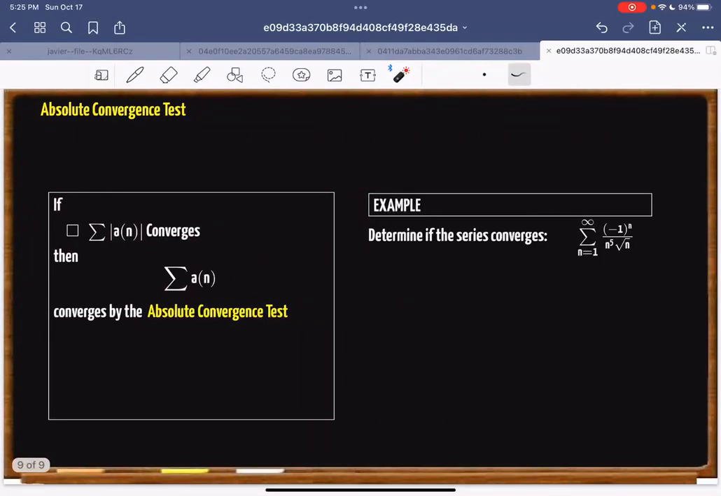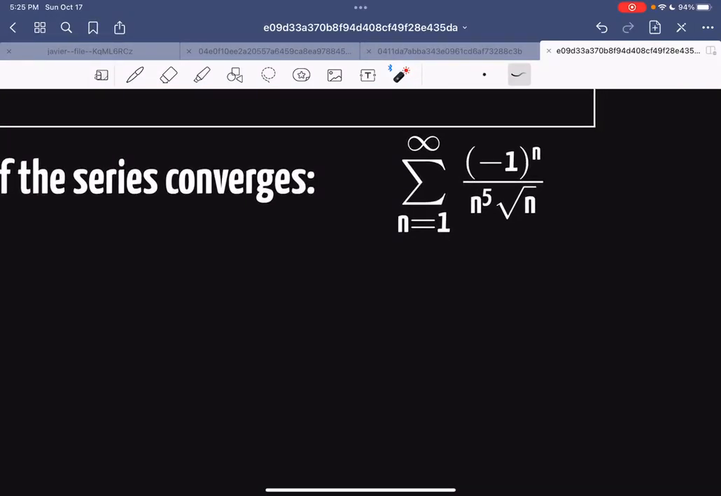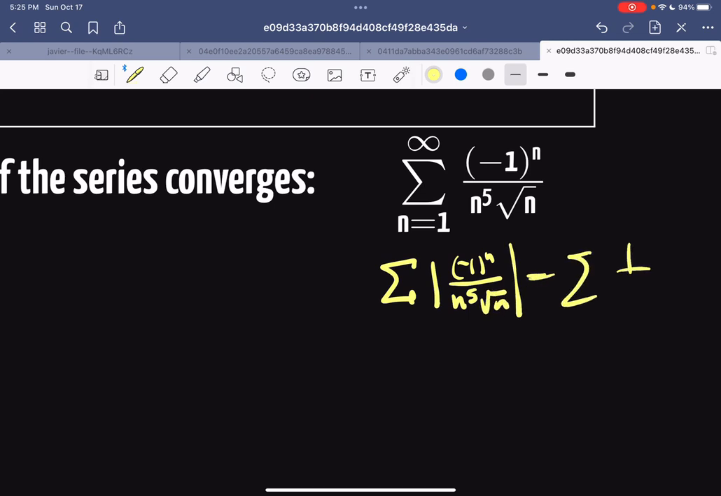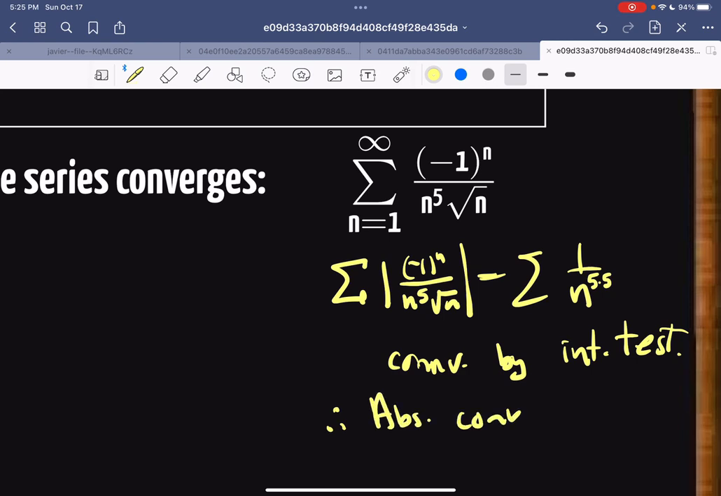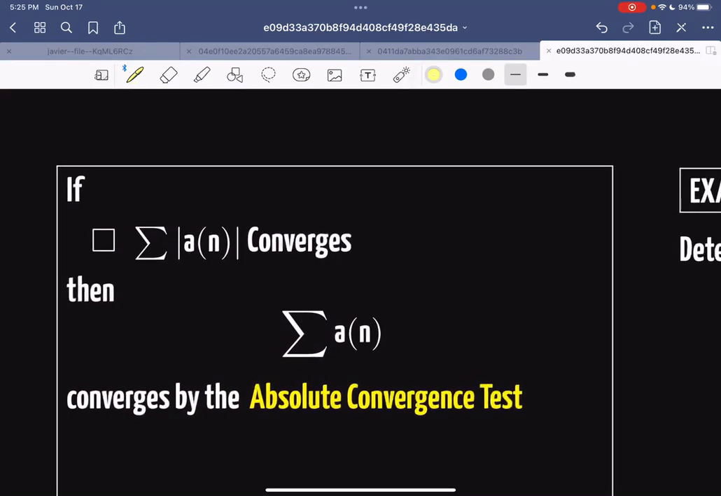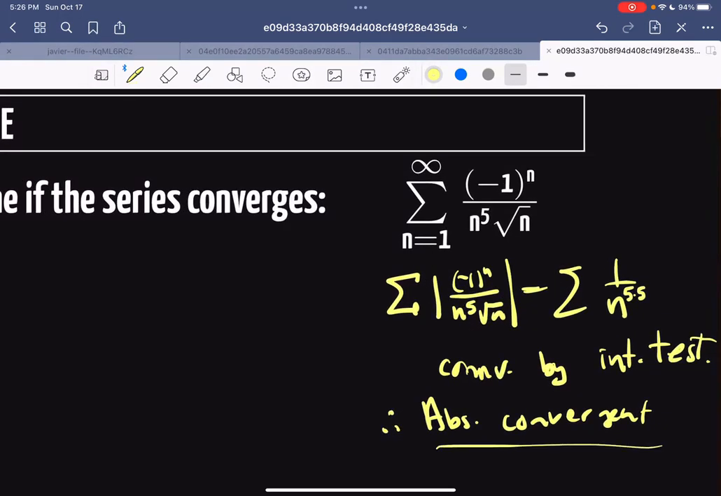Same for this one. Conditionally, no, let's see what this one is. Clearly converges by alternating series test. But let's see if its absolute value also converges. So let's consider -1 to the n all over n to the 5 square root of n. This is equal to 1 over n to the 5.5. By using the integral test, this converges. I know that because this is such an easy one. Therefore, the series is absolutely convergent. Because if that one converges, then the original converges, so therefore both of them converge. Therefore, it's absolutely convergent. Okay?